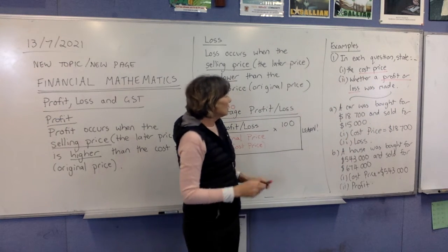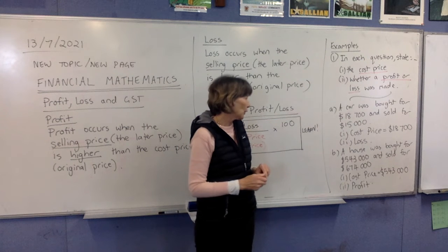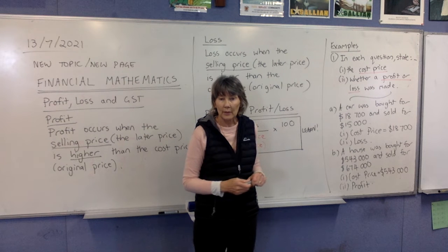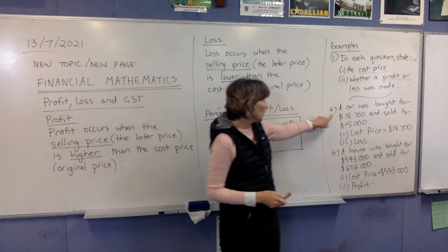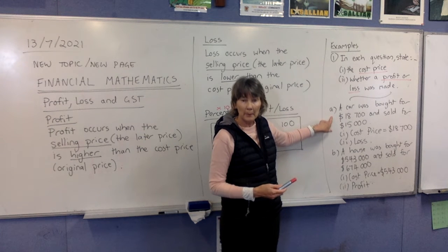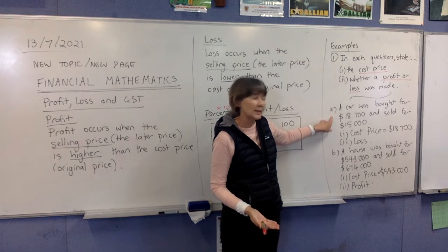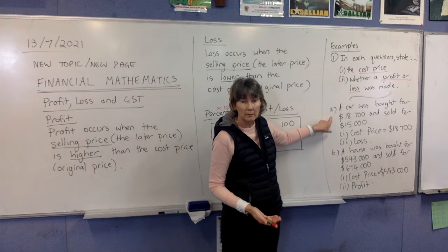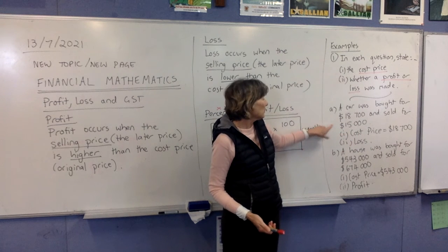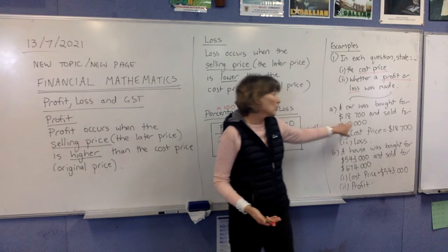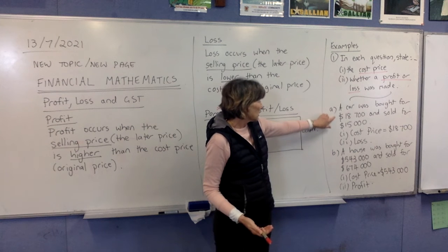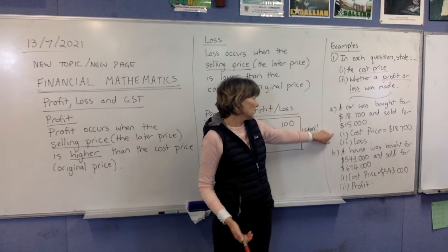Okay, so in the first example, we have a car. It was bought for $18,700 and sold for $15,000. So the cost price is the first one, $18,700, that's the first thing that happened. He bought it for $18,700. That is your cost price. This other price would be the selling price. They haven't asked you that in this question, but that would be the selling price. And sold, selling, they both start with S, they're talking about the same thing. So the cost price is $18,700.